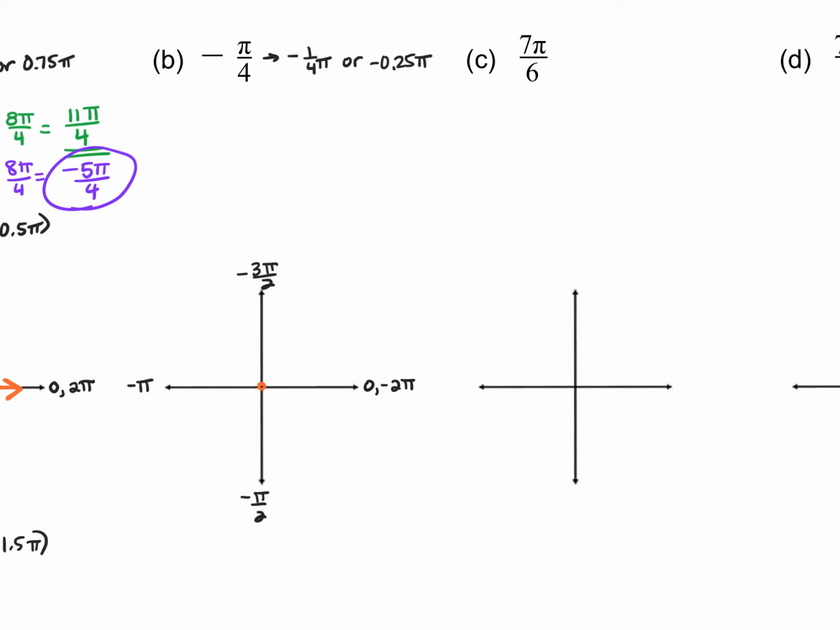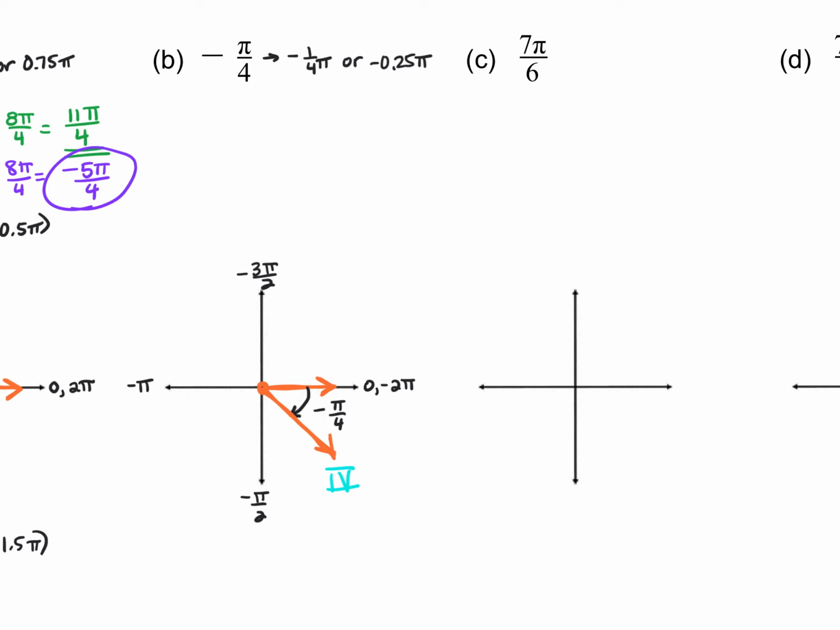So I'll start with my initial side on the positive x-axis, and I'm going to rotate backwards 0.25 pi. Well, I know I'm not going to go all the way to here because that's half. So I'm going to stop somewhere in the middle here, draw in my terminal side, and now I've got my angle of negative pi over 4. As far as quadrants go, that should be an easy question. I'm just going to write it down here. It's quadrant 4. And now we have to work on finding our positive and negative coterminal angles.